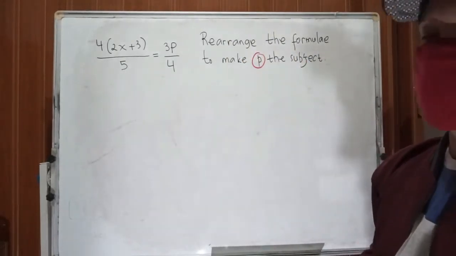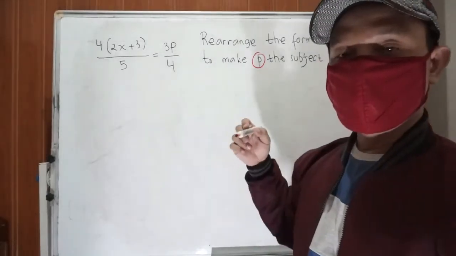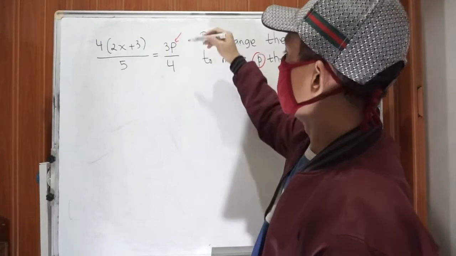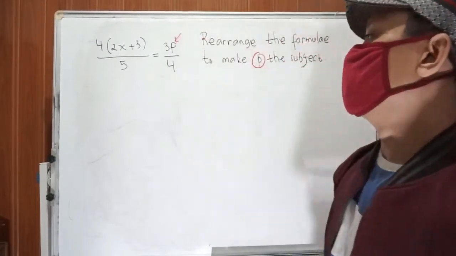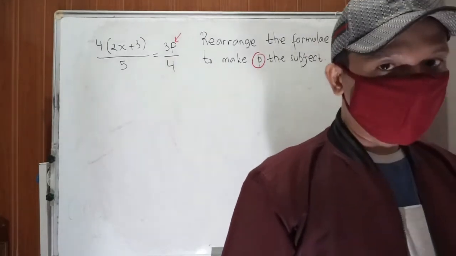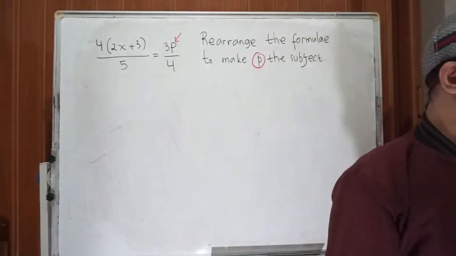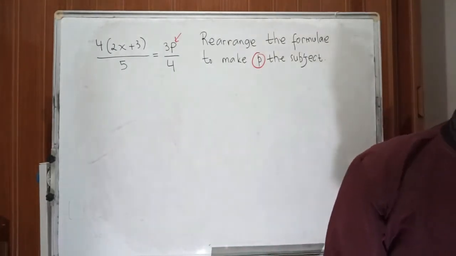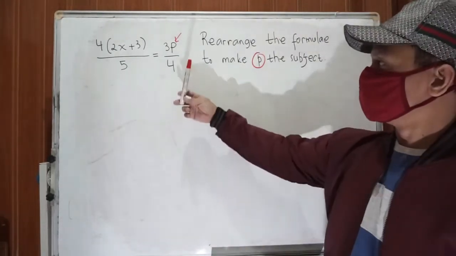So you have to focus. Our focus is here, p, right? This is our focus. Okay, so then I give you 3 steps on how to rearrange the formula. Number 1 is group or classify all items that have the same variable to be the subject. Classify.